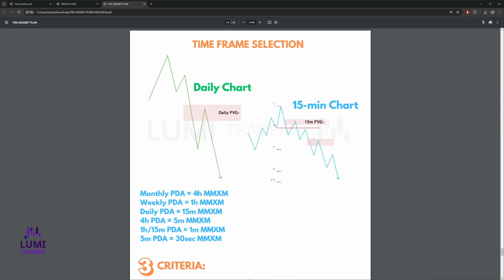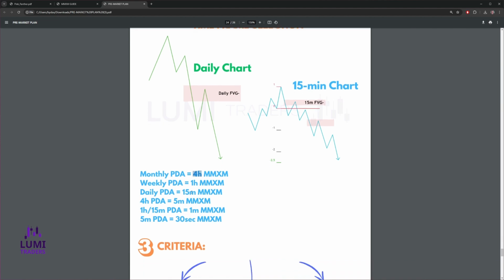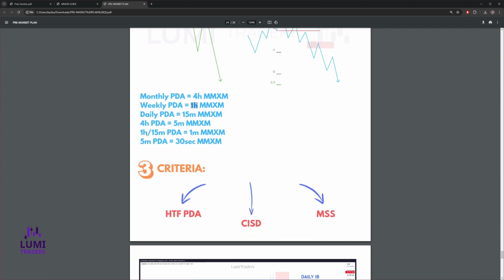For monthly PDRA, I use a 4-hour market maker model. For weekly PDRA, I would like to use a 1-hour market maker model, 1-hour structure. For daily, as I said already, the 15-minute chart for market maker model. For 4-hour PDRA, I would like to use a 5-minute market maker model. For the 1-hour chart and 15-minute chart, I would like to use 1-minute structure. And for 5-minute structure, I would like to use a 30-second market maker model.